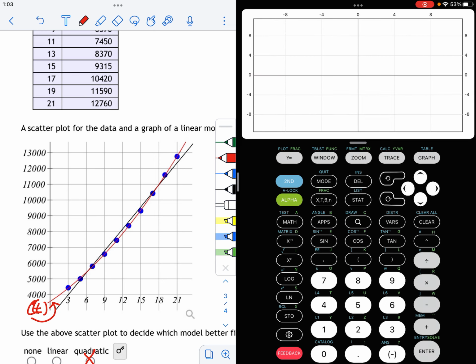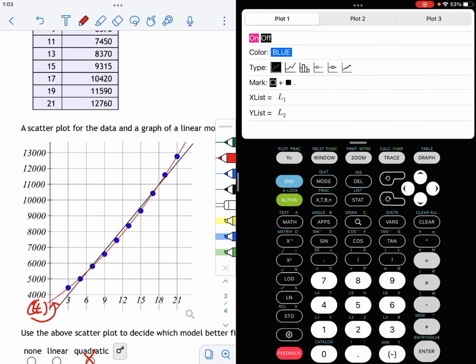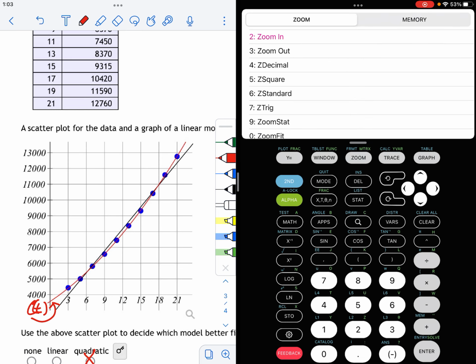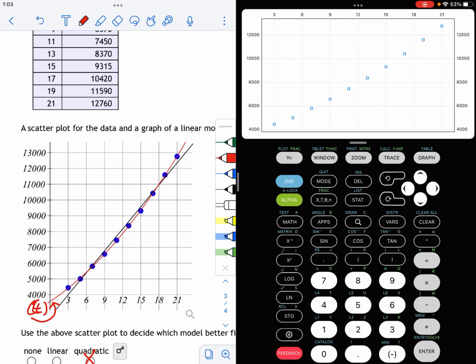Oh, I haven't turned the plot on. Let's go turn the plot on. That's right, before we do that, we've got to turn the plot on. So I'm going to go up here and go down to On, then Enter. There you go, now it's on. We're going to go down, color blue. We want the scatter plot type, and we want to make sure it's List 1 and List 2. Now if we go to Zoom and ZoomStat, which is number 9, there they are. So you've got to turn your plot on and get that graph.